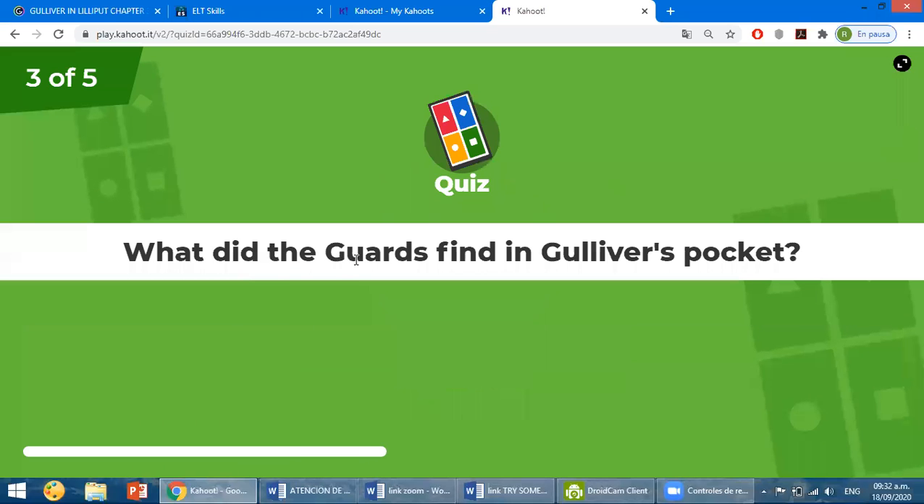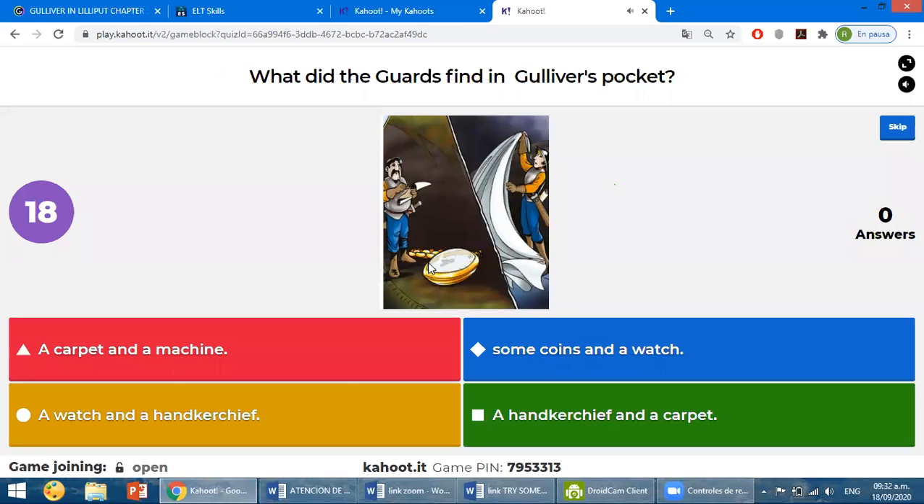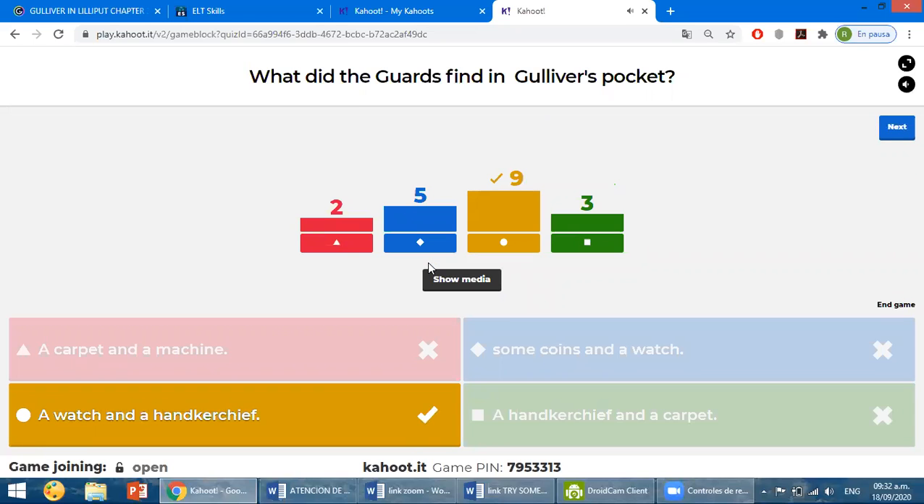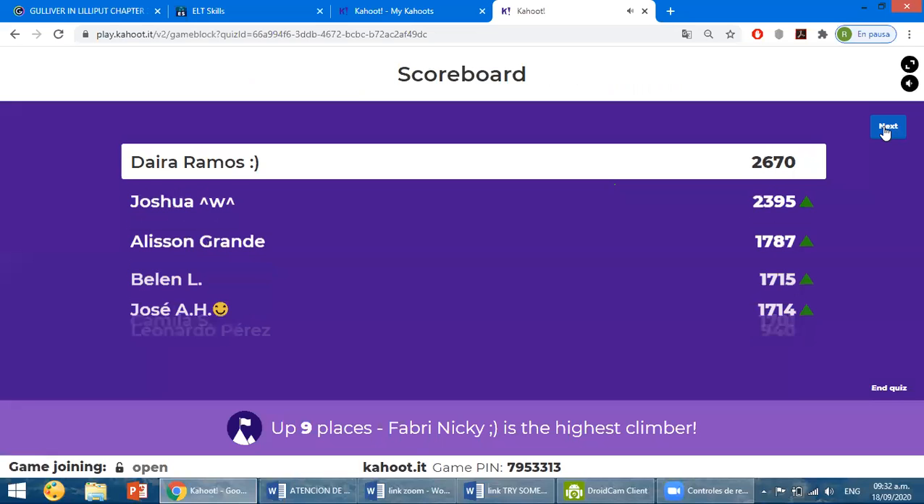Question three. What did the guards find in Gulliver's pocket? Good, a watch and a handkerchief. Now, these two objects, these two things, a watch and a handkerchief. The guards found these two in Gulliver's pocket. Good, very good. Question four.